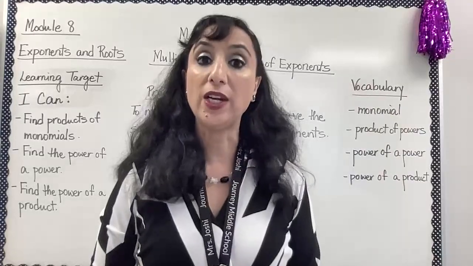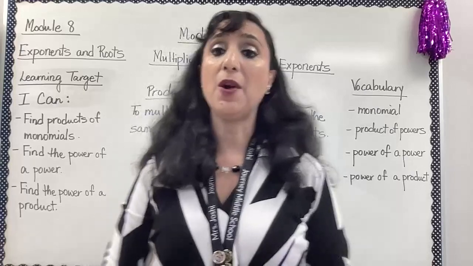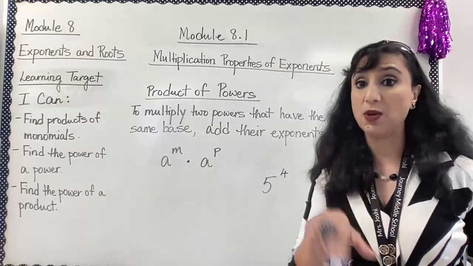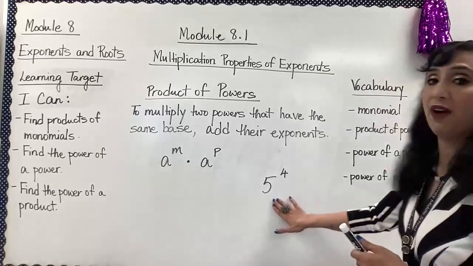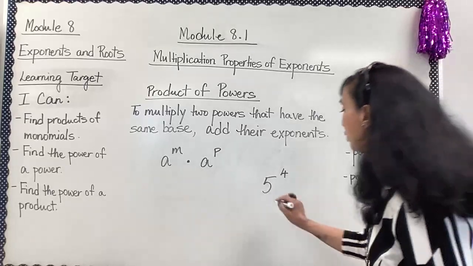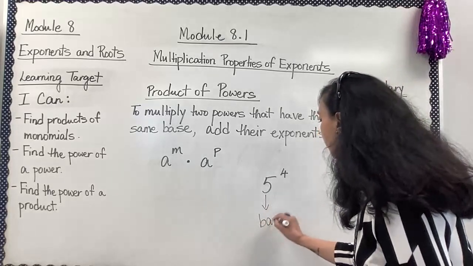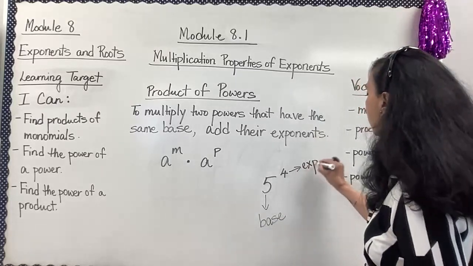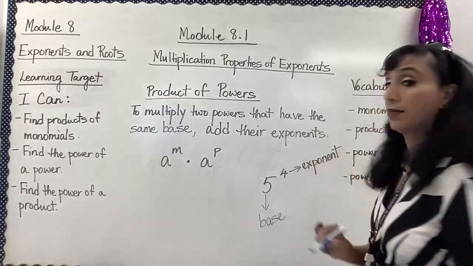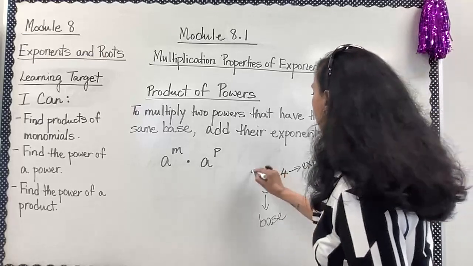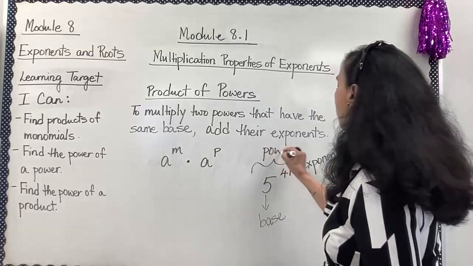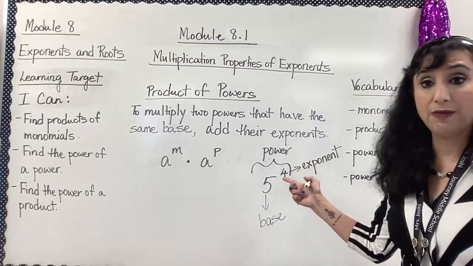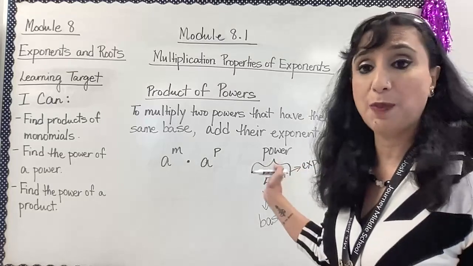So let's talk about the product of powers property. In product of powers, if we have the same base, let's first talk about what is a base and what is an exponent. If I give you 5 to the 4th power, this is my base number, this is my exponent, and this whole thing together is called the power. So this is 5 to the 4th power, because my exponent is 4.